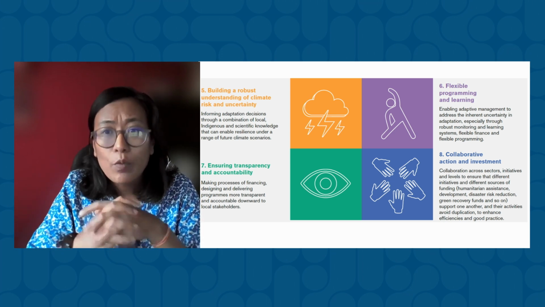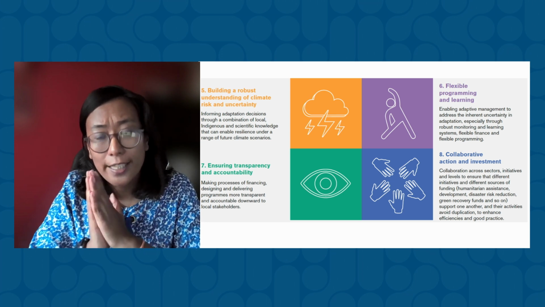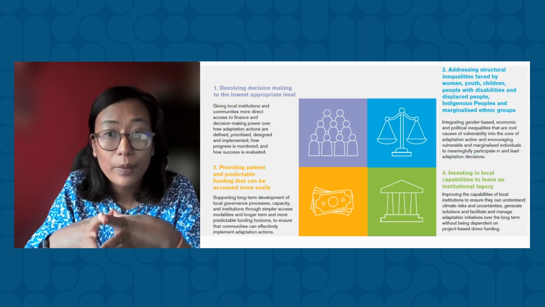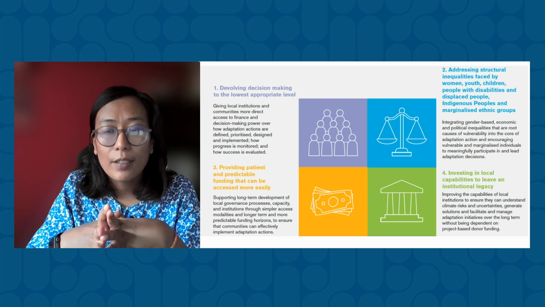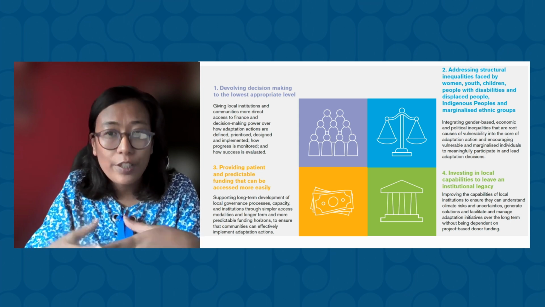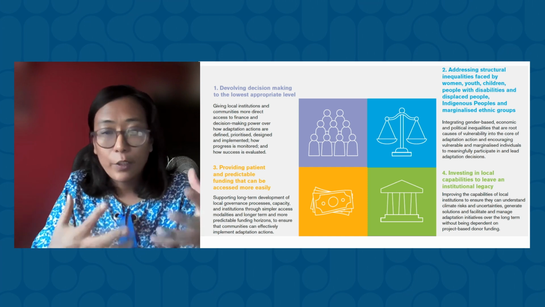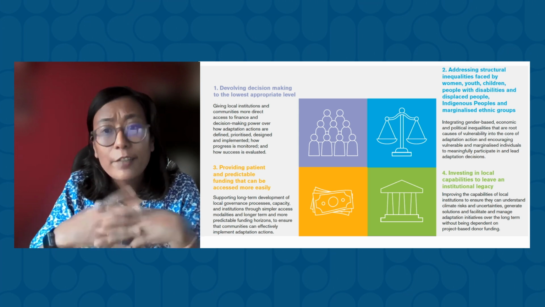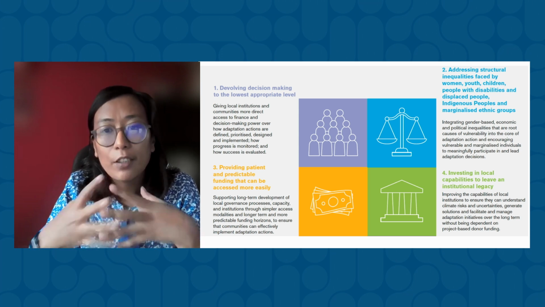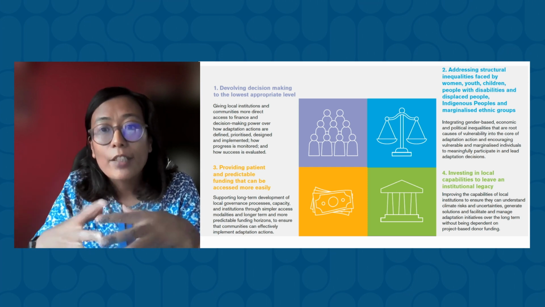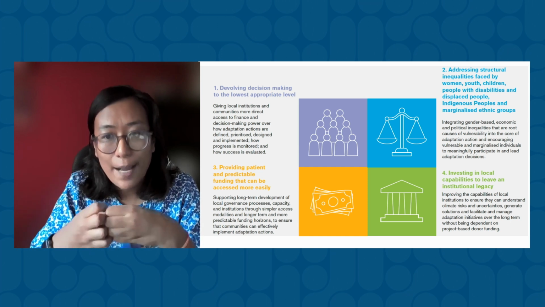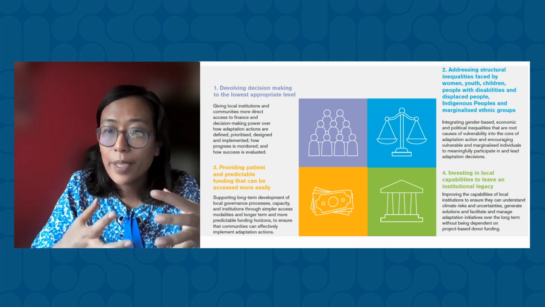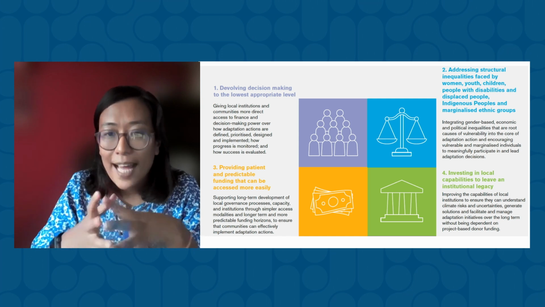adaptation actions. The second one is addressing structural inequalities faced by women, youth, children, people with disabilities, and displaced people, indigenous peoples, and marginalized ethnic groups. So we know that local communities are heterogeneous. They are composed of different people, including women, youth, children, indigenous people, marginalized groups. So in that context, it is very important to integrate the gender-based economic and political inequalities that are root causes of vulnerability into the core of adaptation action, and encouraging vulnerable and marginalized individuals to meaningfully participate in and lead adaptation decisions. So that's principle two.